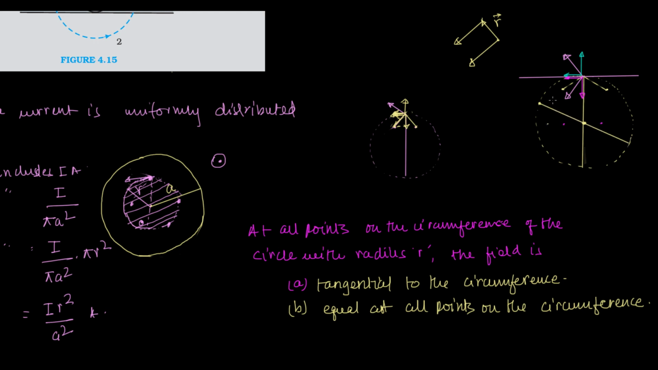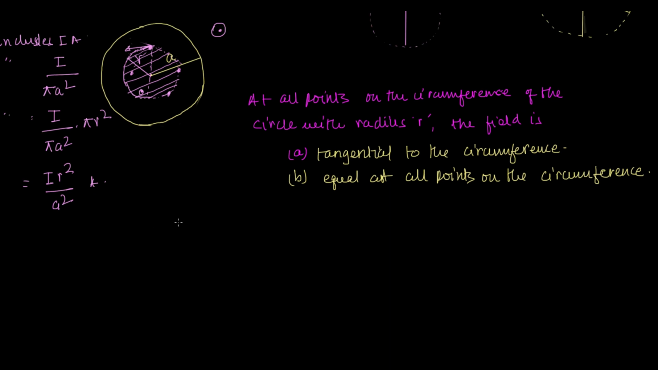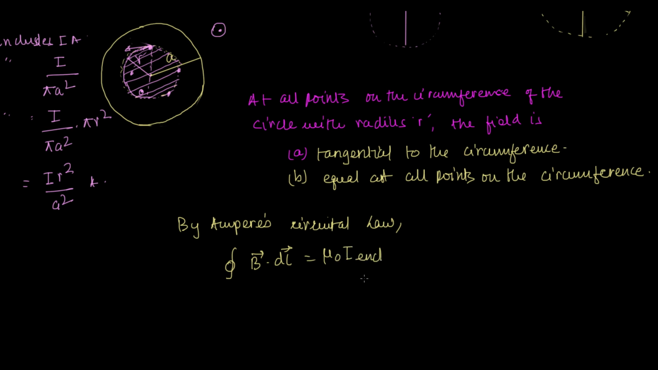I again start taking the same kind of elements on the left and right of the diameter, so they'll sum up to the same thing. Now let us apply Ampere's circuit law. By Ampere's circuit law, B dot dl, and this is our loop where we are traversing. B dot dl is equal to mu naught into I enclosed, correct? It's mu naught into I enclosed.